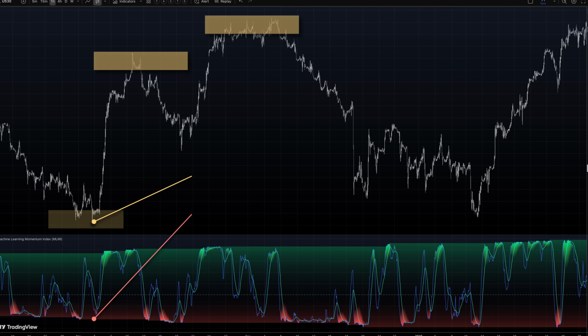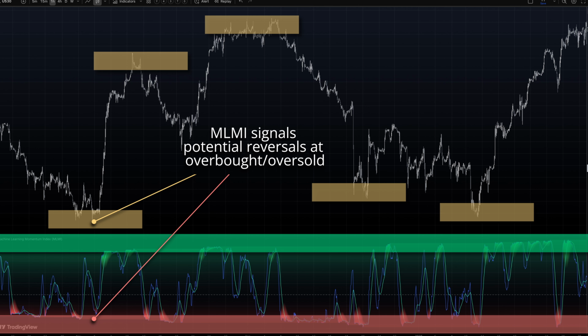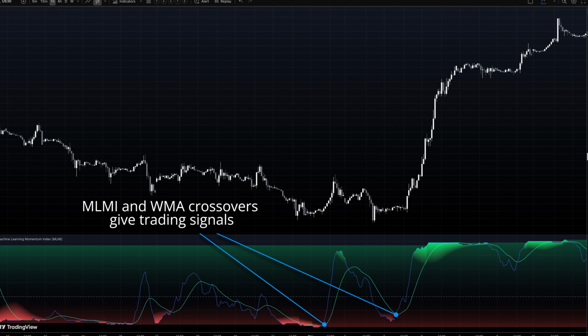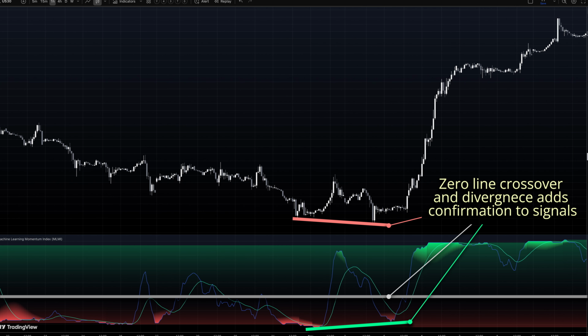Traders can employ this indicator for identifying potential reversals when the MLMI approaches extreme levels, particularly when crossing back from overbought or oversold territories. The crossovers between the MLMI and its moving average provide additional trading signals, with confirmation possible through the mid-level zero-line crossovers.